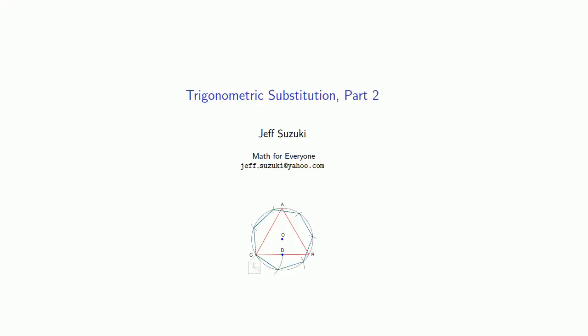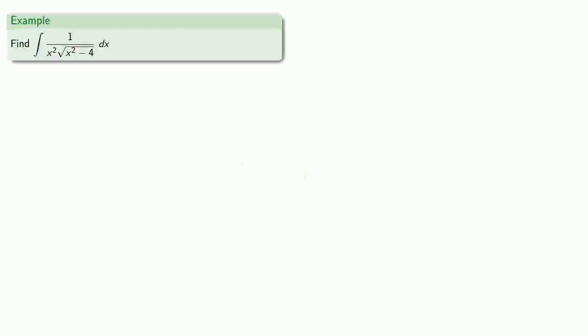So let's take a look at a few more trigonometric substitutions. So how about this integral of 1 over x squared square root of x squared minus 4? Since the square root is the problematic part of this integral, we'll want to draw a right triangle where x squared minus 4 appears naturally.